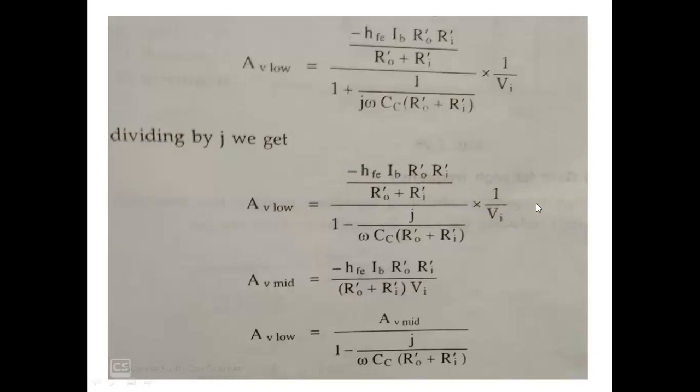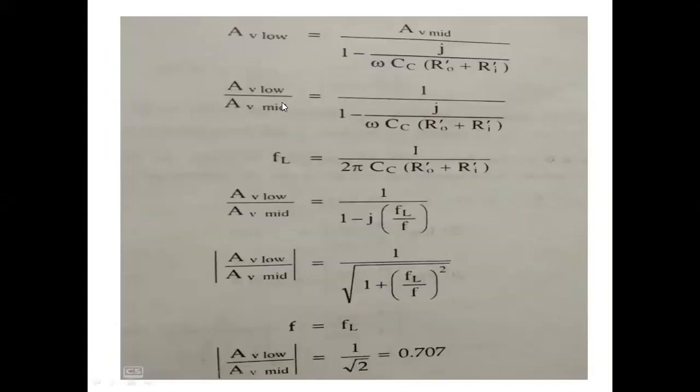In place of this term, we can place AV mid, because AV mid is the defined value. Already we derived the equation. So in place of the numerator, we are substituting AV mid. AV mid by the denominator, which consists of the values 1 minus j by omega Cc into R0 dash plus RA dash. So from this equation, AV low by AV mid becomes 1 by 1 minus j by omega Cc into R0 dash plus RA dash.